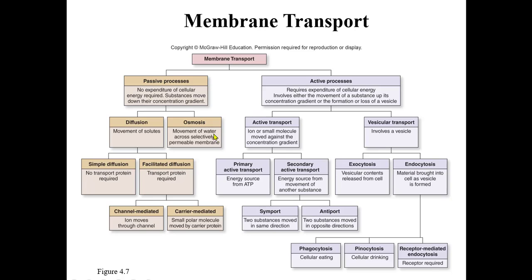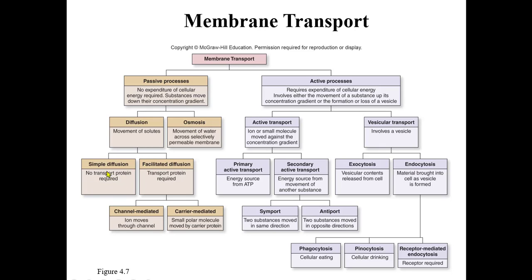Then we have osmosis. Osmosis is passive. It is simply the movement of water from high concentration to low concentration with a selective permeable membrane. That would be a definition to remember. So osmosis is the movement of water from high concentration to low concentration with a selective permeable membrane.